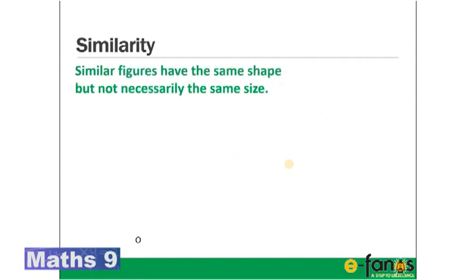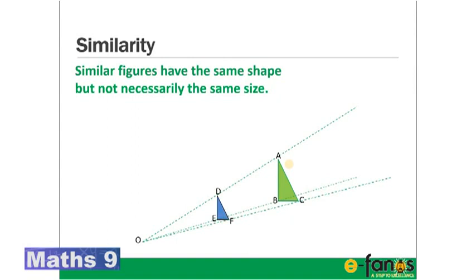Similarity. Similar figures have the same shape but not necessarily the same size. Here's a triangle ABC. Here's another triangle DEF. And here's another triangle XYZ. The three triangles all have the same shape because they all lie on the same rays coming out of this center point O. But we can see that they're all different sizes.